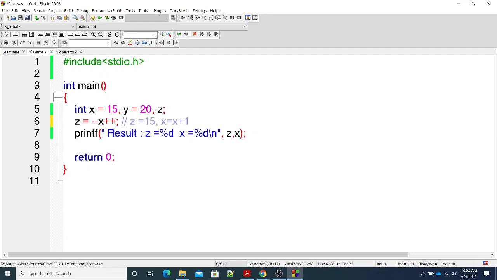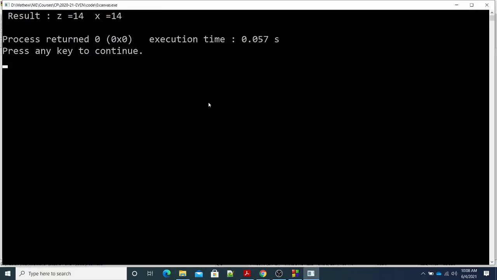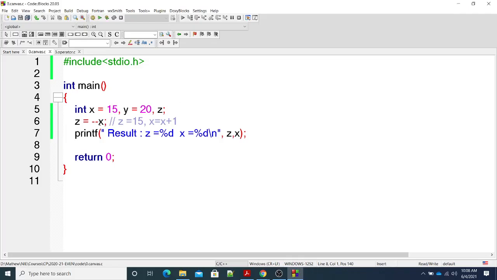Similarly, pre-decrement and post-decrement. If I apply this, both should be what? 14. Okay, sorry, I did not combine. Both should be 14. First decremented, then the new value is assigned to this. Here, first assigned, the existing value is used in the expression, which is 15, and after that x is decremented by 1. So this will result in 15, 14. z is 15, x is 14.